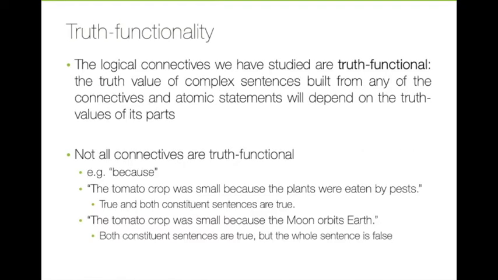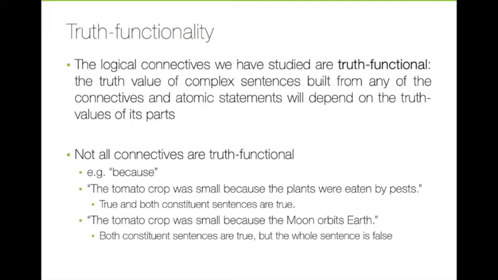So far, the logical connectives we've studied have all been truth-functional. What this means is that the truth value of complex sentences built from any of those connectives and atomic statements will depend on the truth values of those atomic parts. The possibility of determining the truth value of the whole given the truth value of the parts is only possible with truth-functional connectives. But not all connectives are truth-functional. Because is an example of one that isn't.